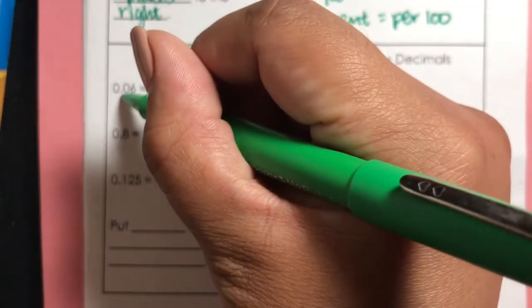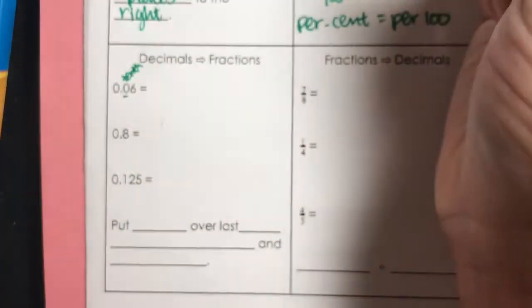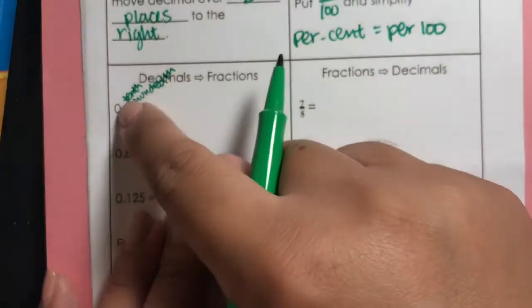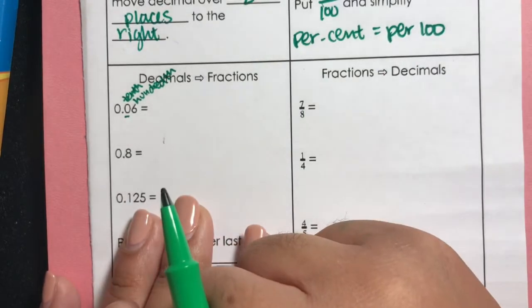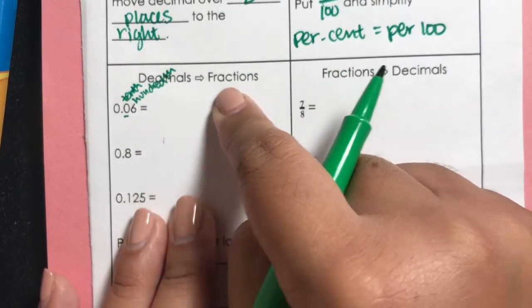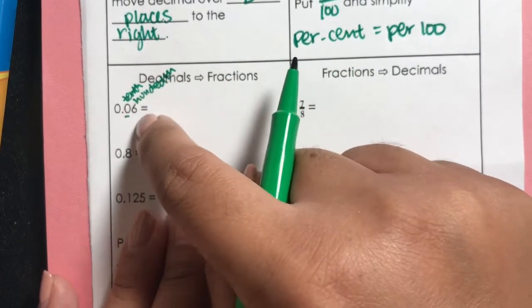6/100ths, because the first number after the decimal is the 10th place. Then the next number is the 100th place. This should be review for you. I'm sorry that I wrote over the decimals to fractions, but that is your 10th place and this is your 100th place.